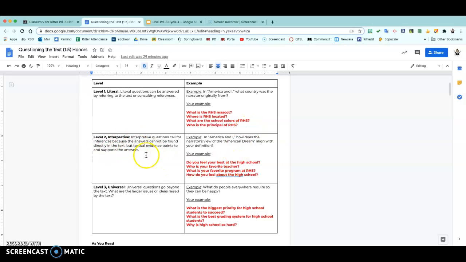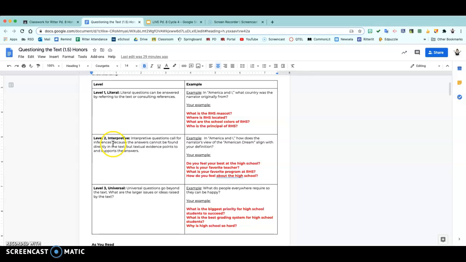Level two is interpretive. An interpretive question calls for an inference, so sort of like what we were doing with the visual texts last week. The answers are not directly there. You can't just point to it, but you can use evidence from the text to support the answer. So for the America and I example, you could ask, how does the narrator's view of the American dream align with your definition? So that allows for multiple different answers, each of which would need to be supported by evidence in the text.